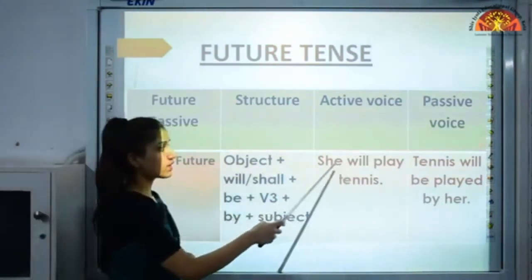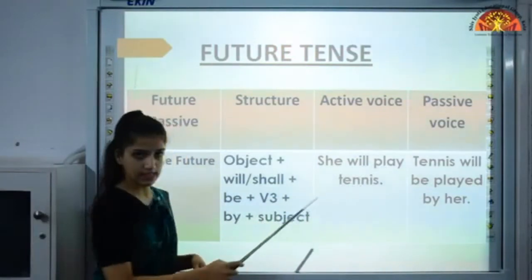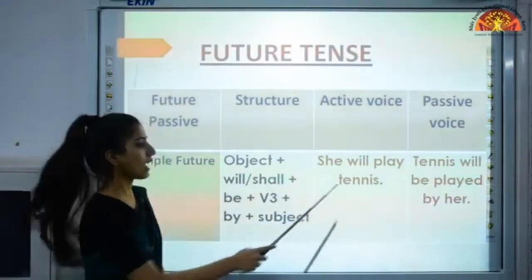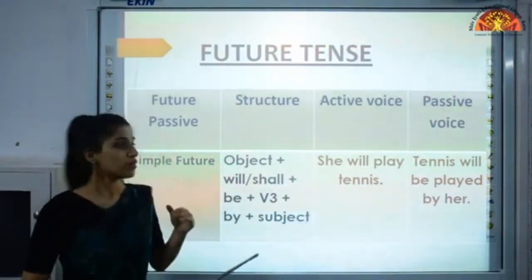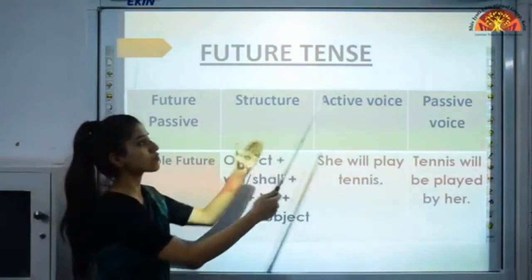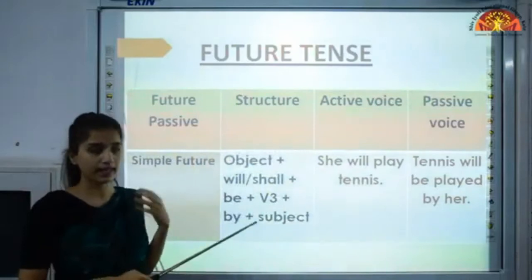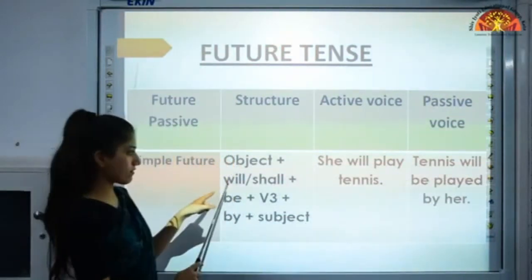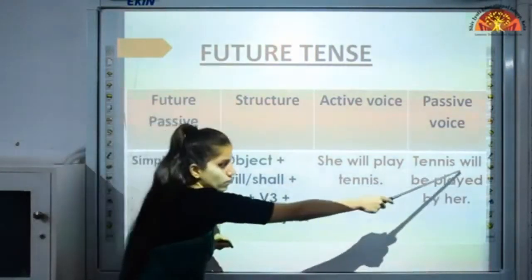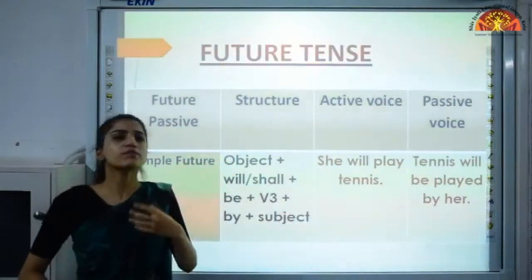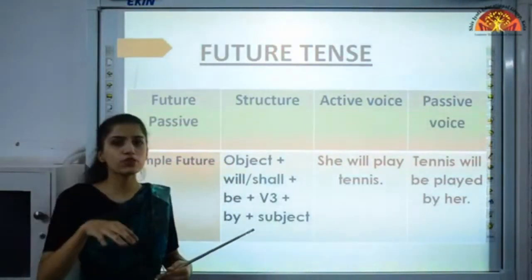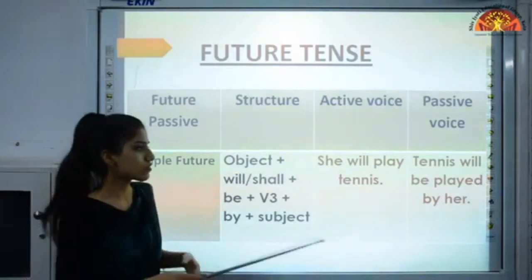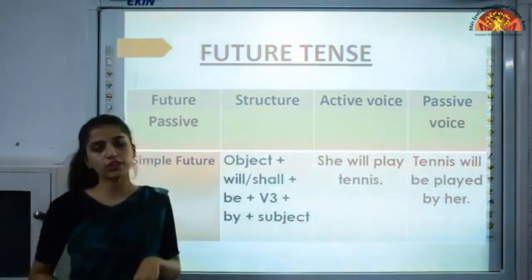So let's see the example. She will play tennis. Now she is the subject, will play is the verb, and tennis is the object over here. When we are converting this sentence into passive, we will keep this structure in our mind, that is, the object will come first, that is tennis, then will or shall. We will be using will over here. Shall we don't use many a times. Now shall's use is being omitted from modern English, we can say. So in most places we can use will only.